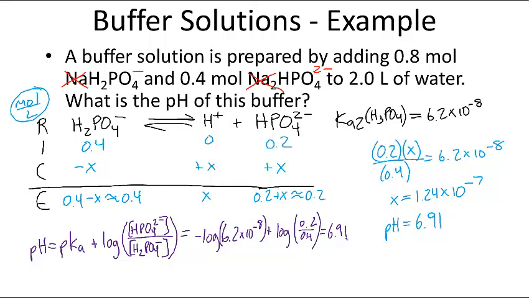So the question is, the reason why this particular solution would be better at buffering against base is that there's more of the acid form. Yes. So 0.4 molar versus 0.2 molar for the base. There's a little more acid to buffer against added base than there is base to buffer against added acid in this case. Yes.